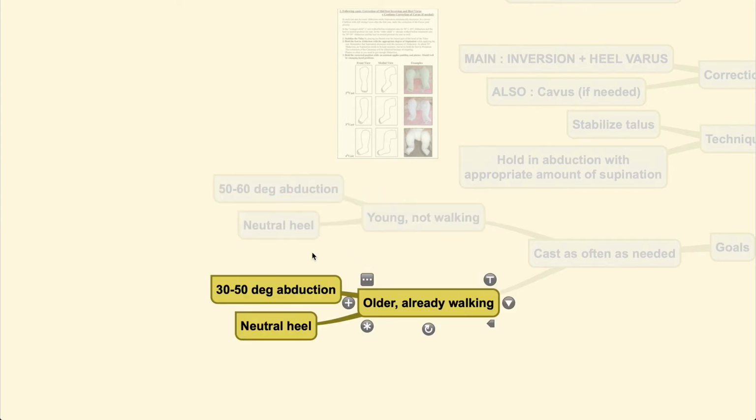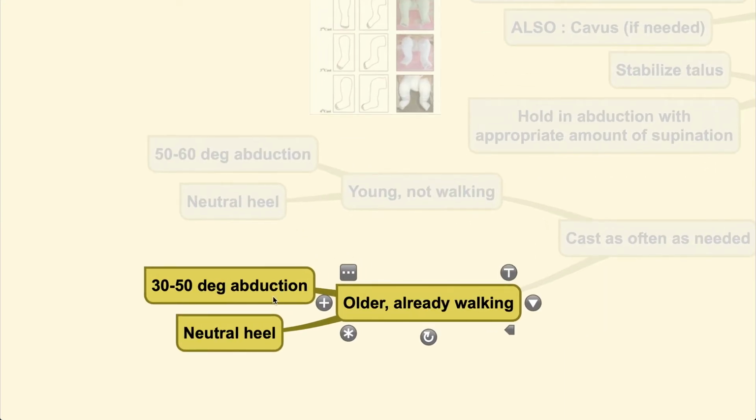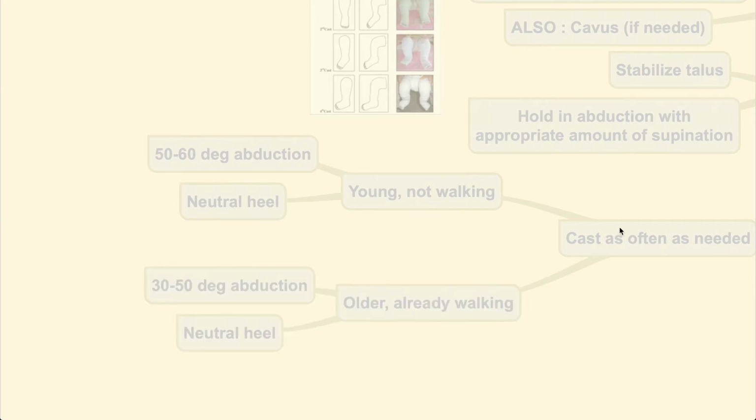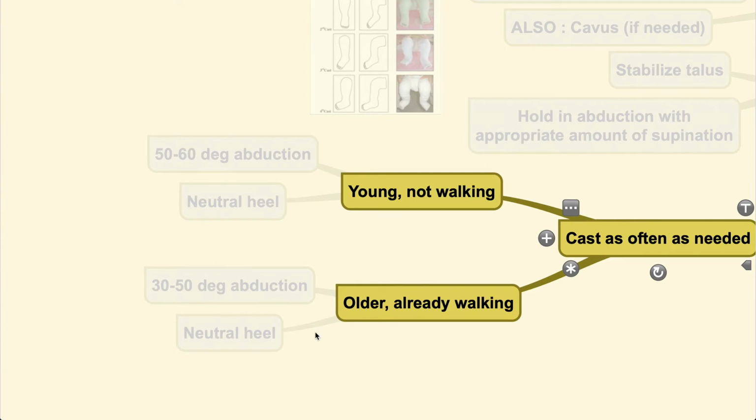For an older walking patient, you need less abduction, which is around 30 to 50 degrees of abduction. Once again, how do you measure these degrees? You need to use various scoring systems, such as the Pirani scoring system and the DiMeglio scoring system. If you have not watched the previous CTEV video, please do so now to understand more about these degrees and how to evaluate them before you move on with this video.